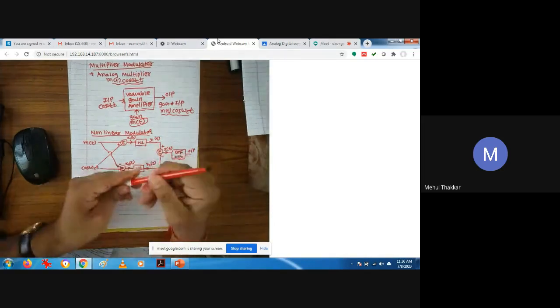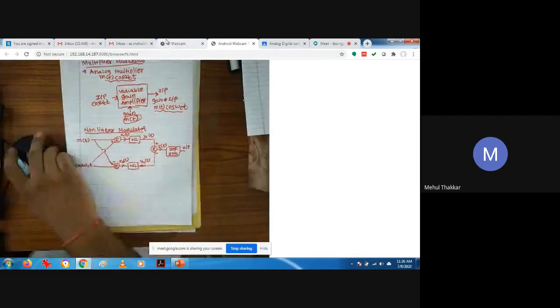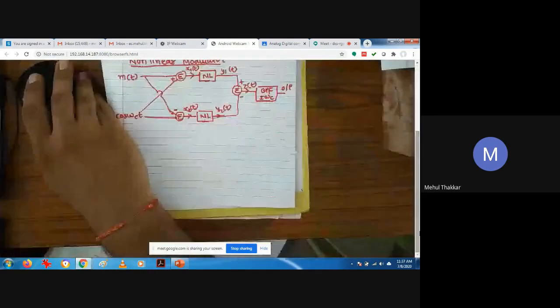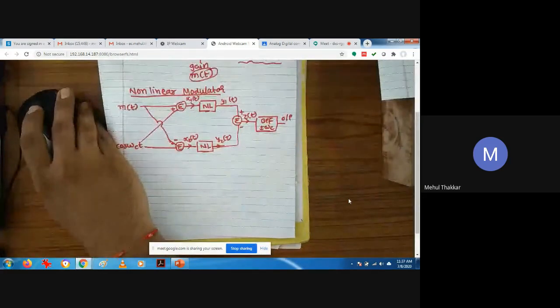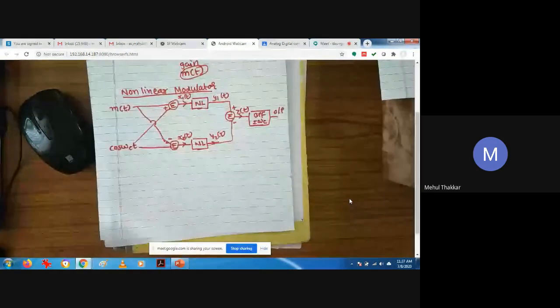I think you can see the figure properly. Let me zoom in. Yes, fine, this is the block diagram. Just observe it, and tomorrow we will cover it in detail. I hope this is enough for today's lecture. I am finishing the lecture right now.